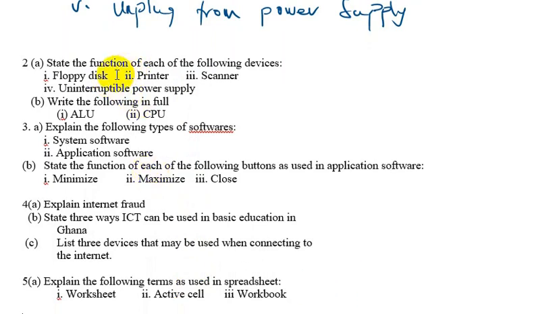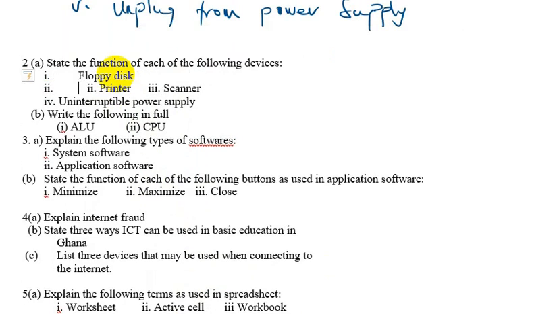Now number 2 says that we should list the function of the following devices. The first one is a floppy disk. What is a floppy disk used for? Floppy disk is used to store information. You can just write store information. That is all, you are done.